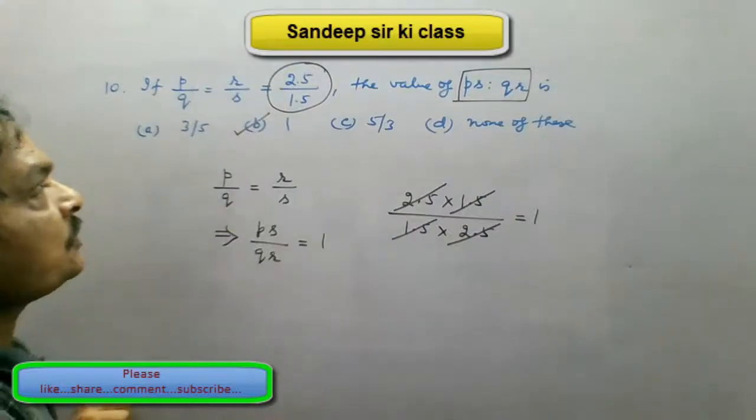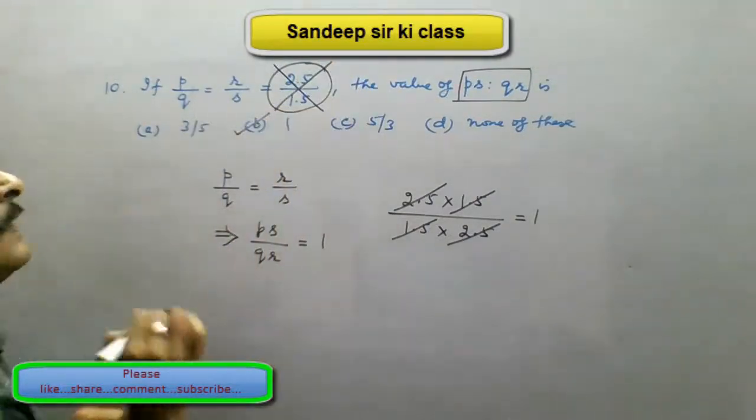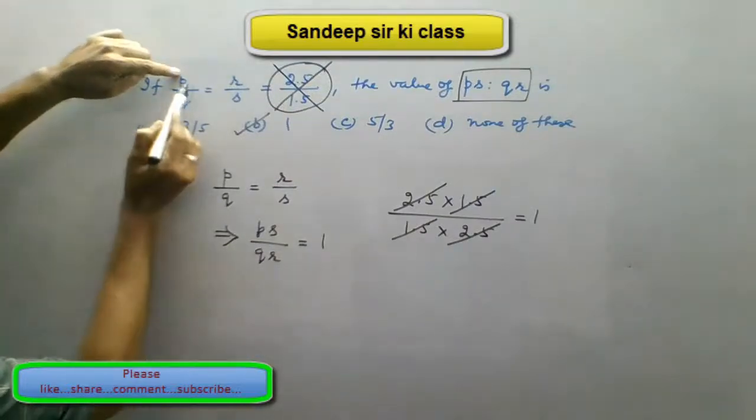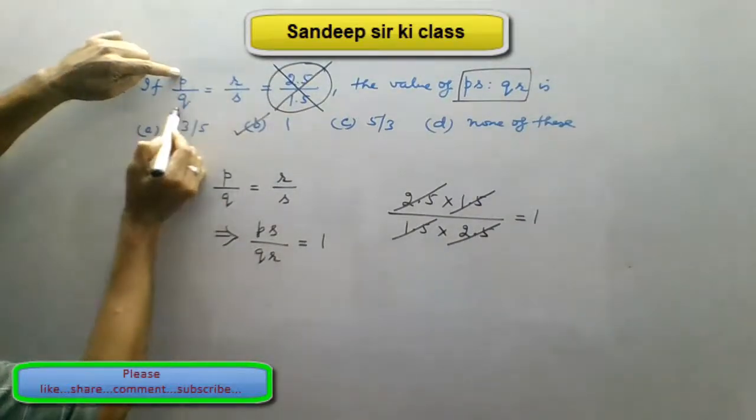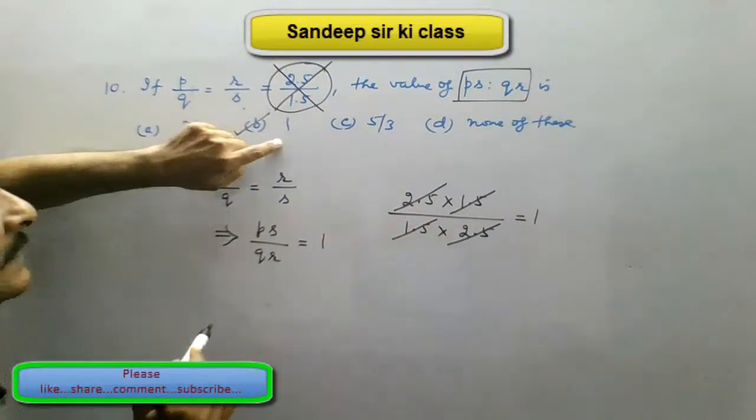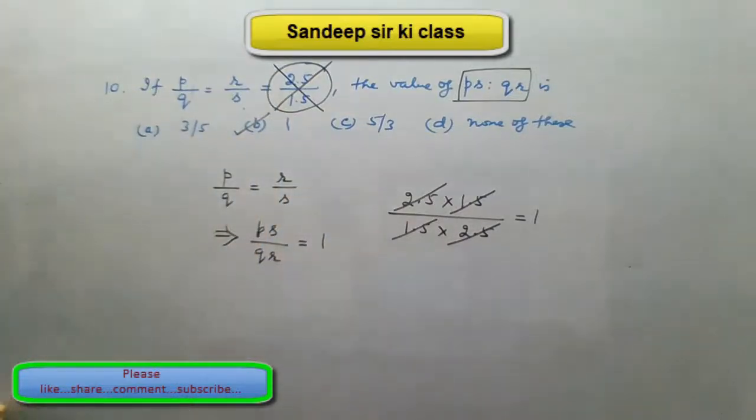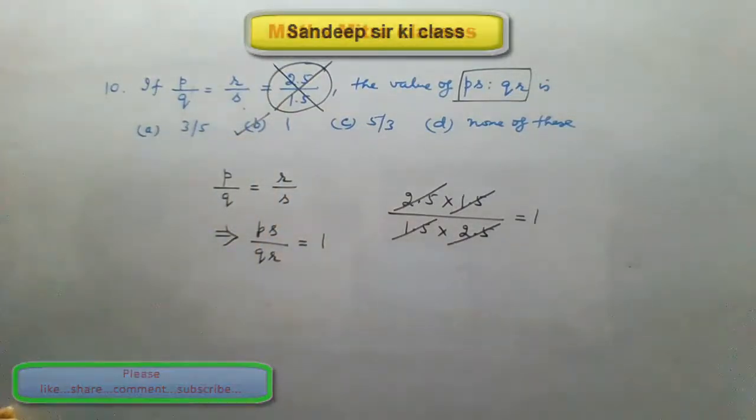So in this question, it is immaterial what these values are, because PS upon QR will always be equal to 1 in this case, and hence our option B is correct. Now we will see the next problem.